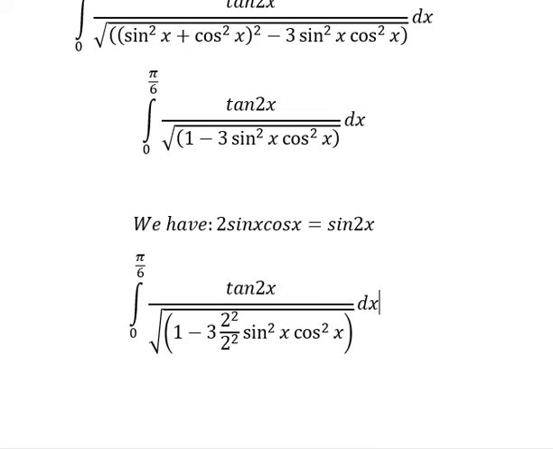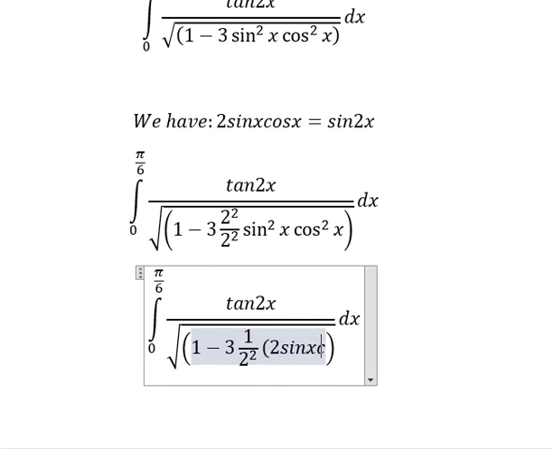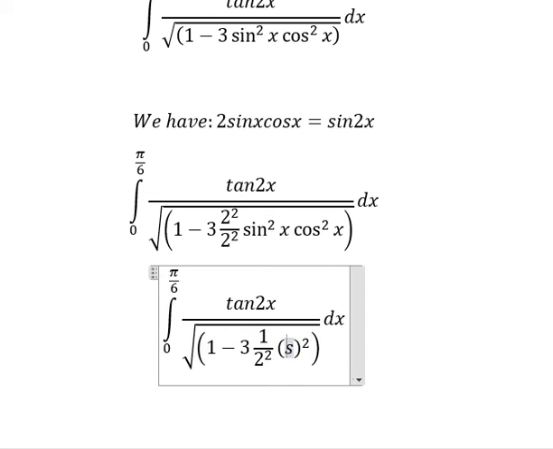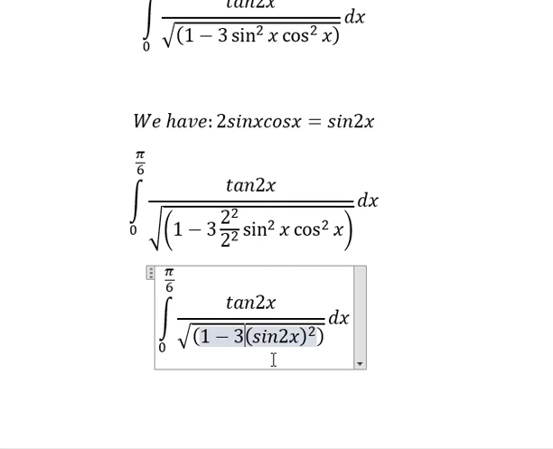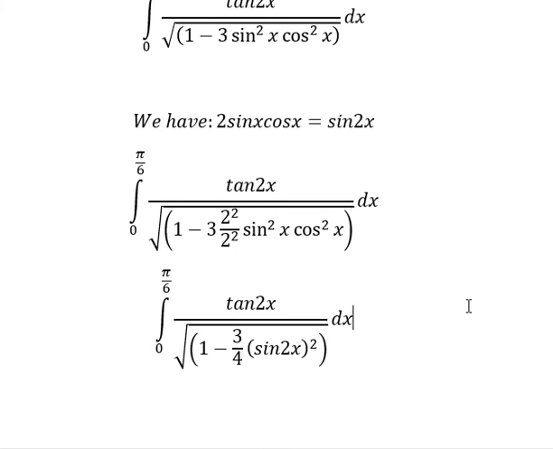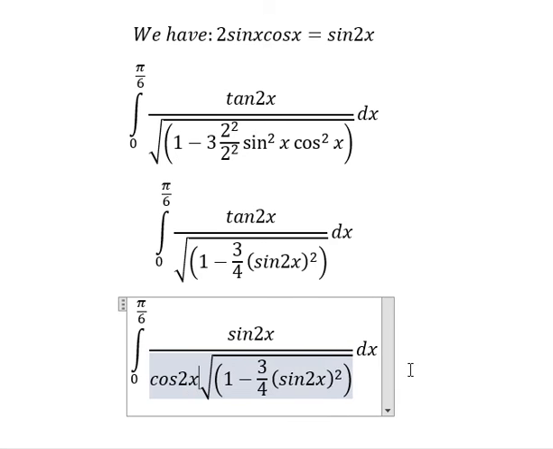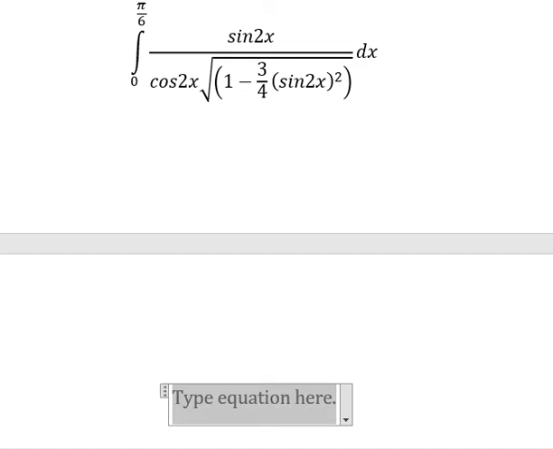Next, this one we combine with this one. And this one is sin 2x. This one is 3 over number 4. Next, tan 2x is sin 2x over cosine 2x. Next, we can transform this way.